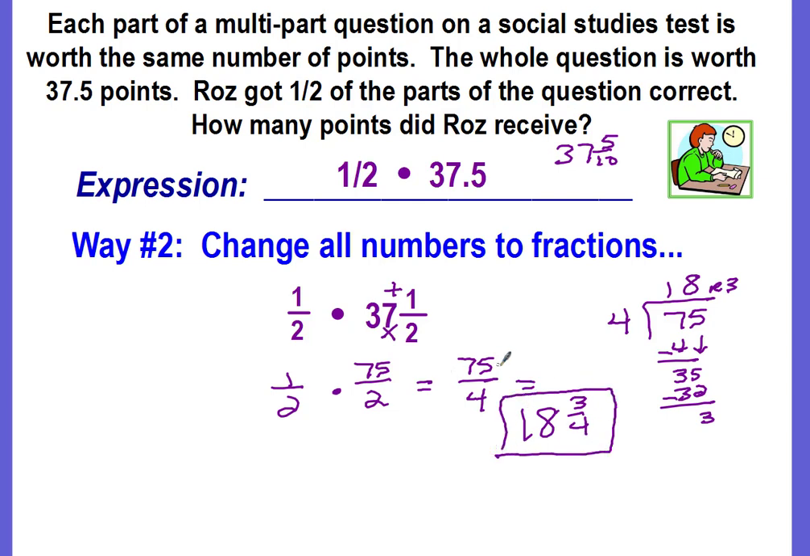Now, again, what if this was multiple choice and all of your answer choices were decimals? Well, you have to be able to convert this mixed number into decimal form. Well, we know that 18 is going to stay 18 wholes. The 3/4 changed to a decimal is 75 cents, right? So 18 75/100.